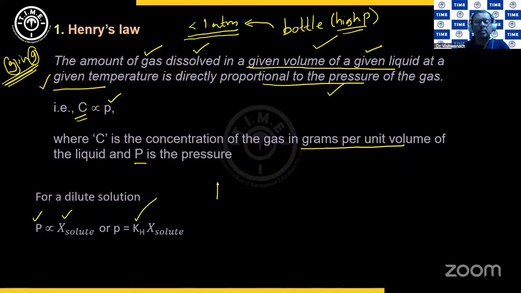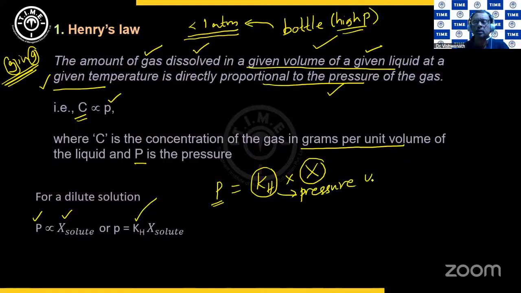Now we put P equals Kh into X of the solute. This X has no unit, it's a mole fraction. So whatever is the unit of pressure, that will become the unit of Kh. So Kh will have the units of pressure. Kindly note, Kh will have the unit of pressure. So Kh is called the Henry's law constant.